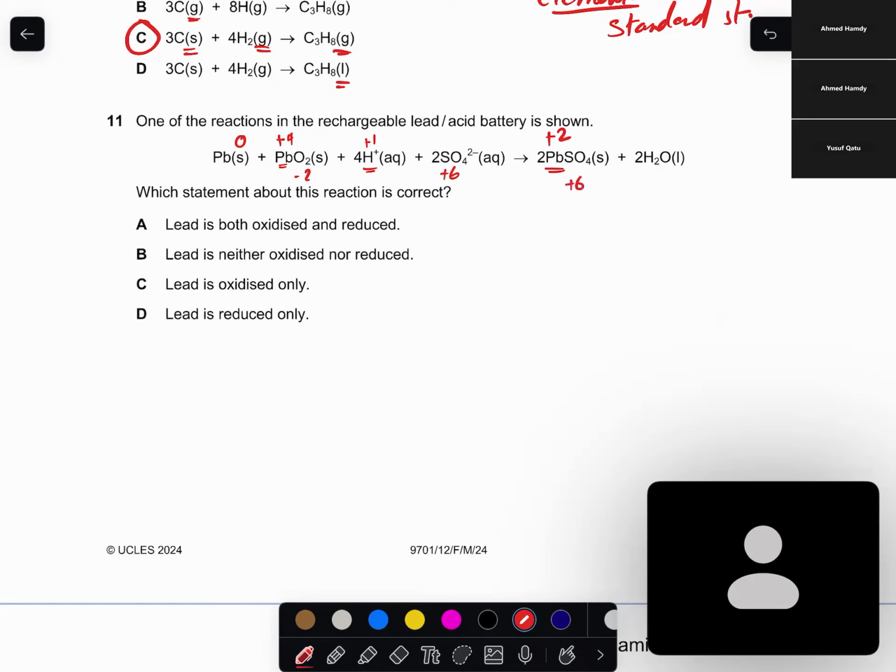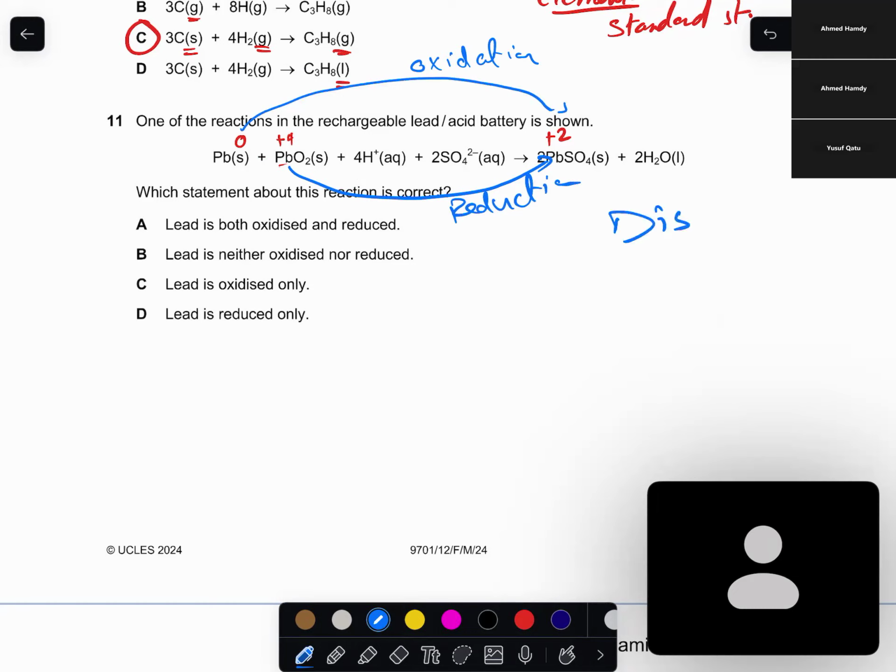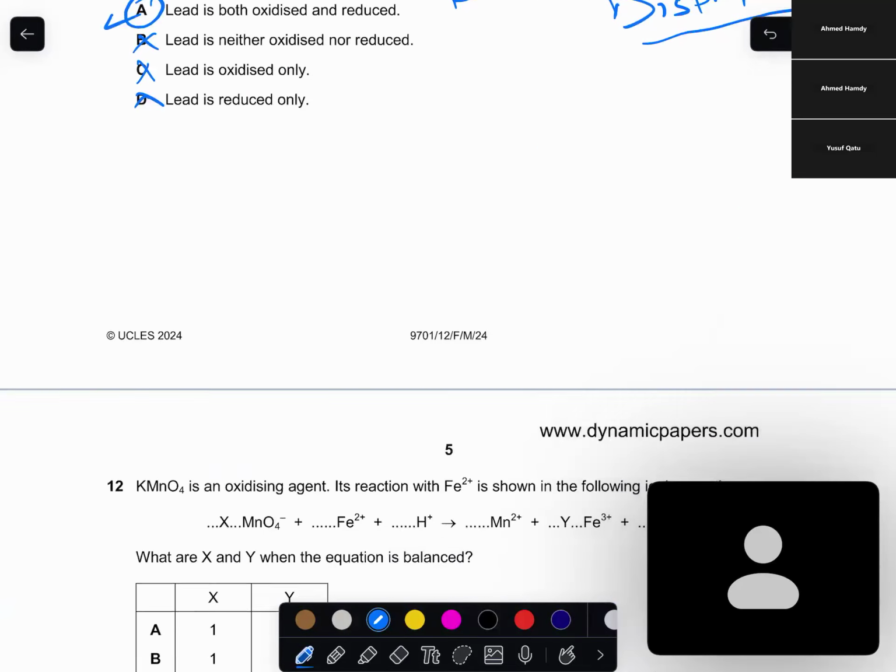Here sulfur is +6, oxygen -2, hydrogen +1. So nothing changed except only lead. If we look at lead, from 0 to +2, it's oxidation. From +4 to +2, it's reduction. So yes, lead undergoes the process which we call disproportionation, in which it undergoes oxidation and reduction. So the answer is A. Neither oxidized nor reduced is wrong, oxidized only is wrong, and reduced only is wrong.